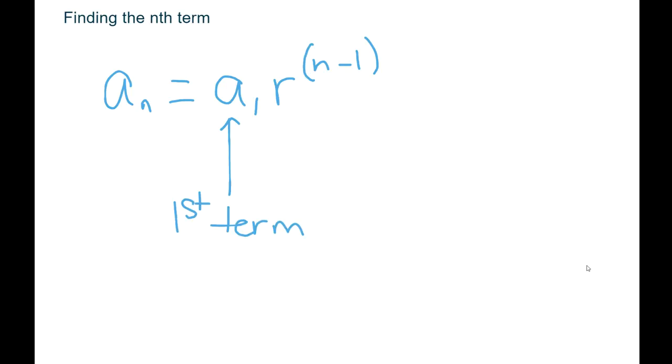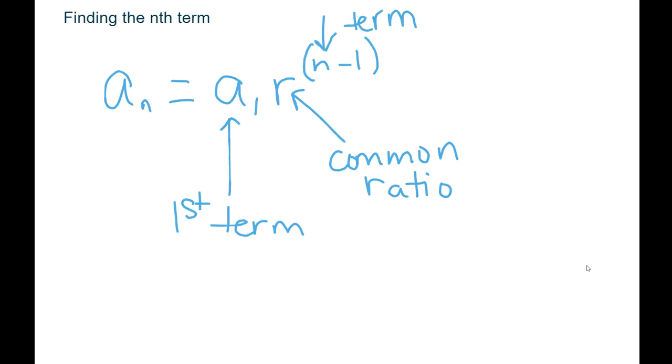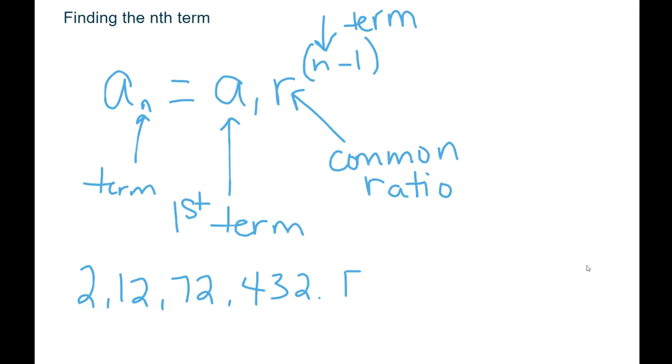You just put that number in there. The r is the common ratio. Remember that thing that we figured out, what was it being multiplied by? What was the pattern? And then the n is just the term number. So, for example, if I said 2, 12, 72, 432, and it said find the 10th term.